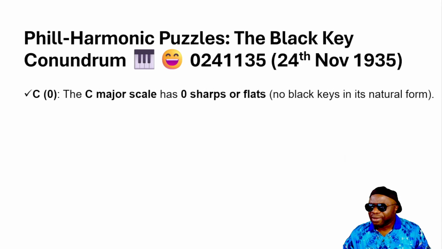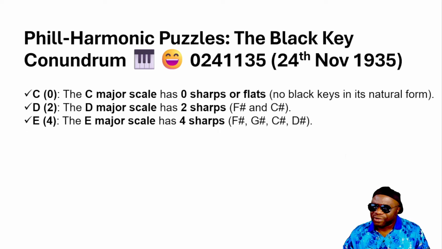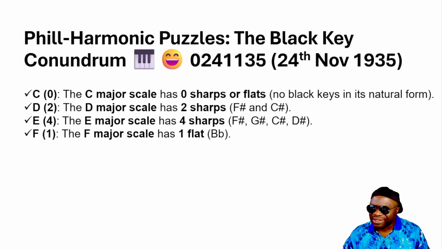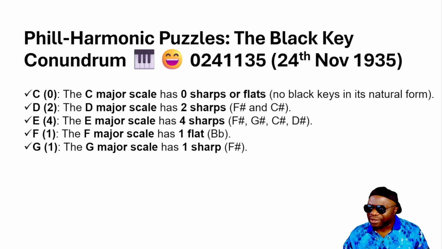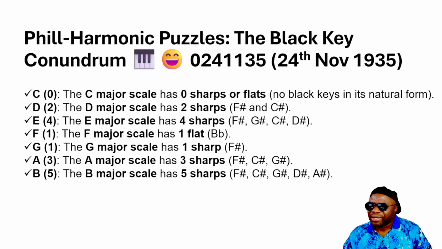So here's a summary. On the key of C, no sharps or flats. On the key of D, you've got F sharp and C sharp. On the key of E, you got 4: F sharp, G sharp, C sharp, and D sharp. On the key of F, you got 1 black note, B flat. On the key of G, you got 1 black note, 1 sharp, F sharp. On the key of A, you got 3 sharps: F sharp, C sharp, G sharp. And on the key of B, you got 5. All the black notes are here: F sharp, C sharp, G sharp, D sharp, and A sharp. That's what this means. So very quickly, let's take a look.